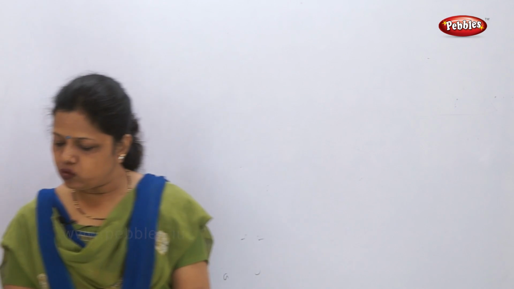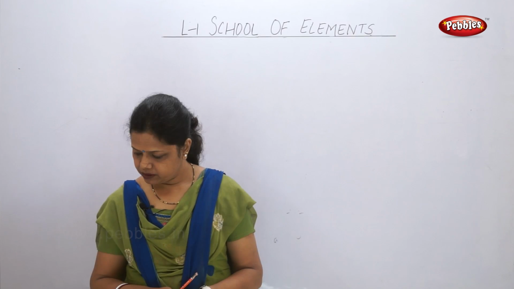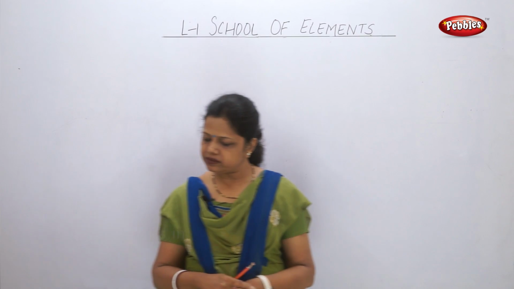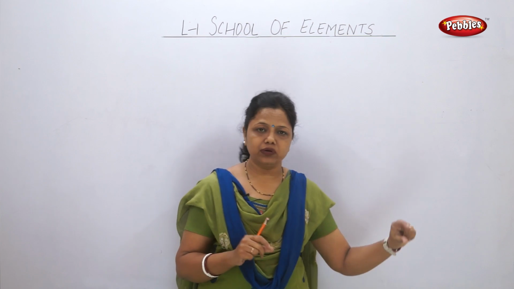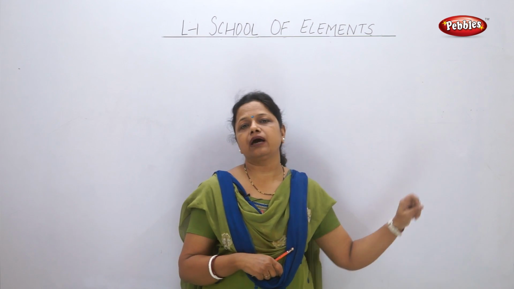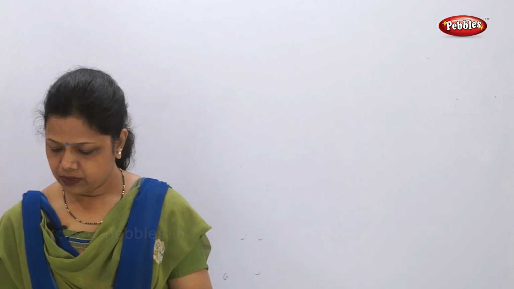To which period do actinides belong? The actinides belong to the 6th group and lanthanides belong to the 7th group, 7th period. How many elements are present in the lanthanide and actinide series? In lanthanide there are 14 and in actinide also there are 14 elements.